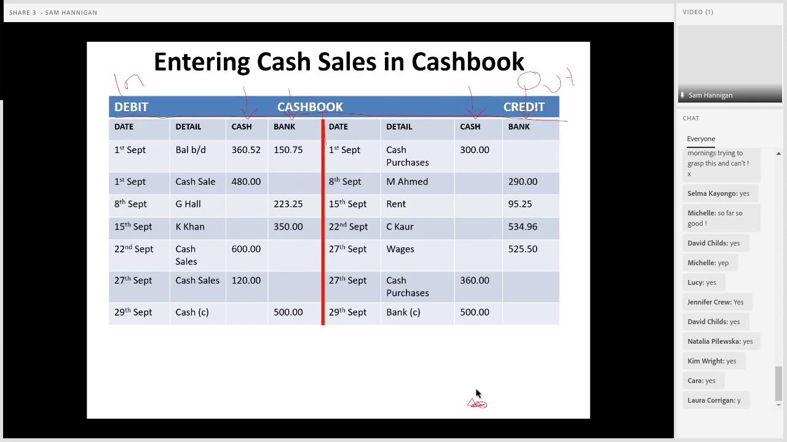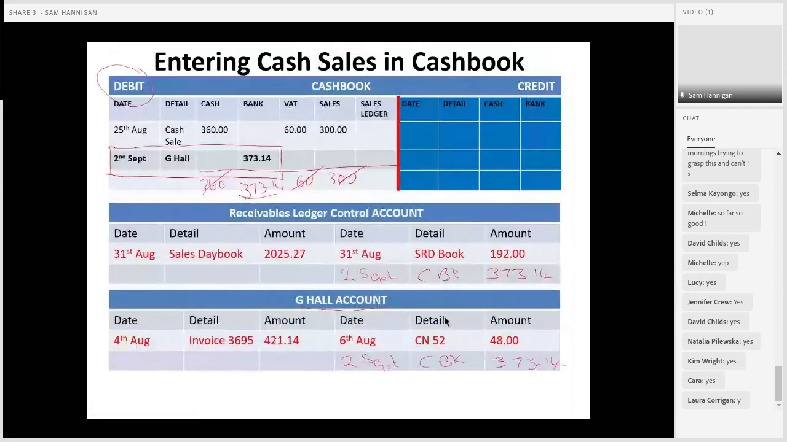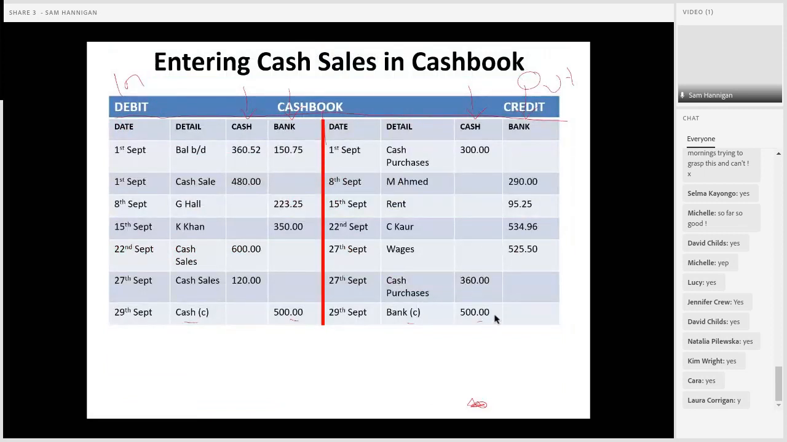C car, you've got wages, then you've got cash purchases, and then you've got bank C, okay? So what this means, and I'm just looking at this transaction first here, is you've taken £500 out of cash and put it into the bank account, okay? If it was out of bank and into cash, you've taken it out of bank to put into your petty cash, all right? Now, that's the way you've got to think about it.